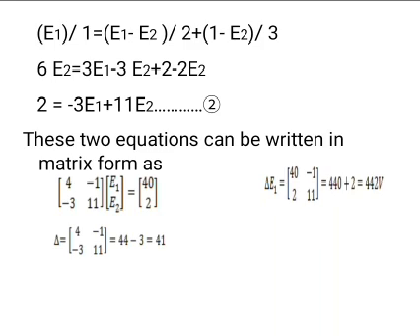That means in the determinant 4, minus 3, minus 1, 11, the first column values, 4 and minus 3, are replaced by the answer column values 40 and 2. Next, delta E2 is the determinant of the matrix formed by replacing the second column values of the coefficient matrix with the answer column values. That means the second column values, minus 1 and 11, are replaced by the answer column values 40 and 2.